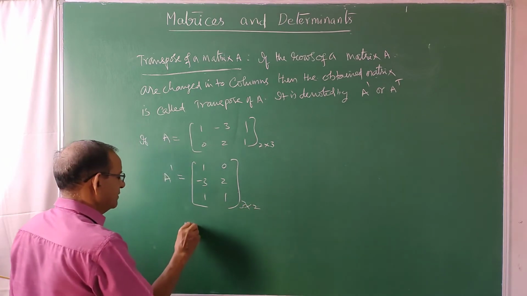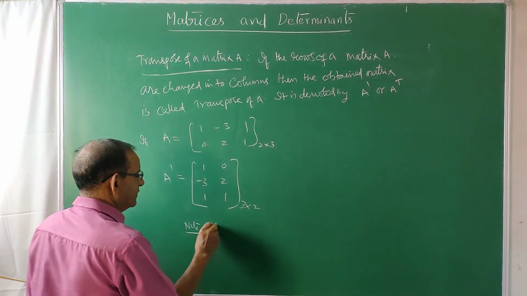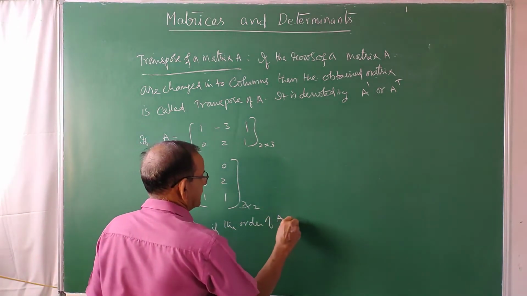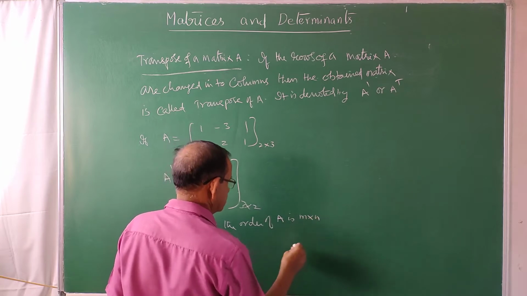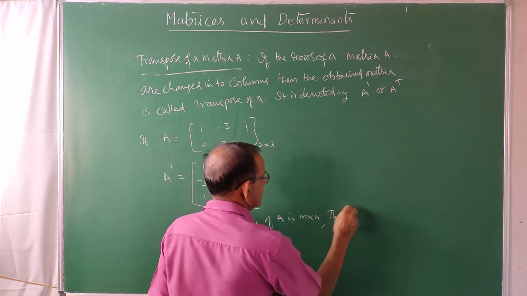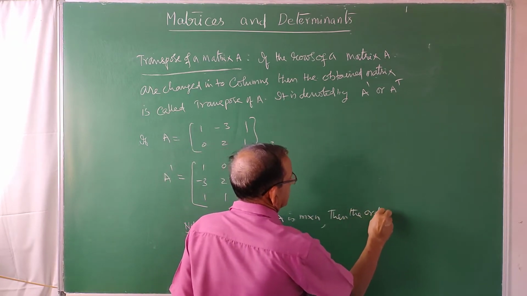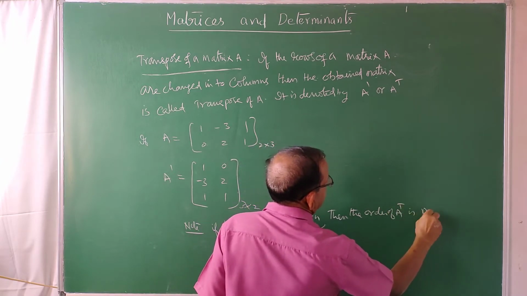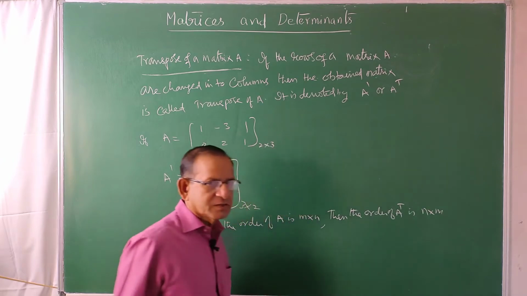Note, if the order of A is m by n, then the order of A transpose is n by m. N rows and m columns you will get.